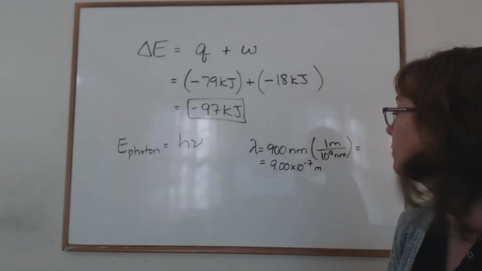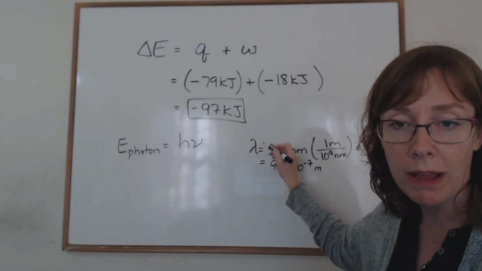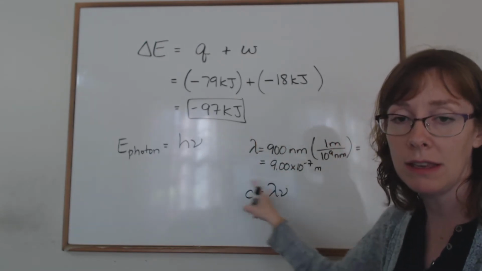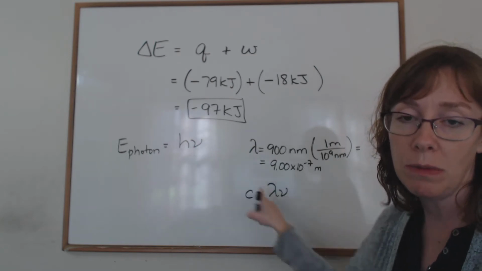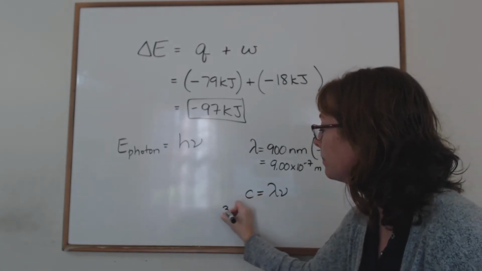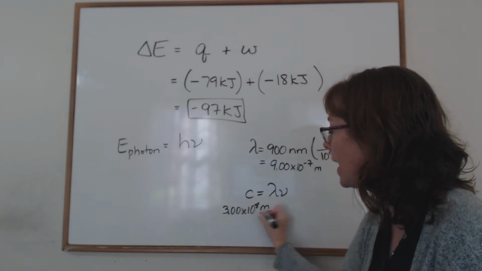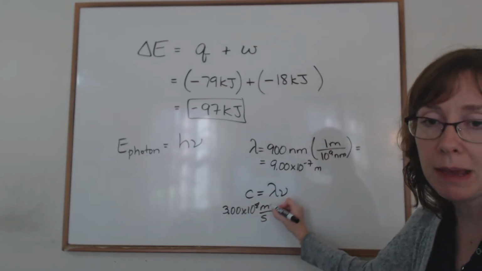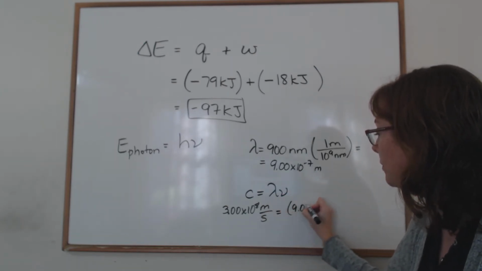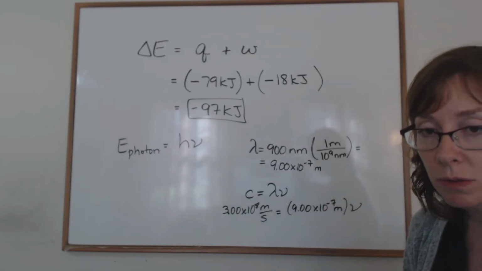Okay, so the reason I put it in meters is because I need frequency. I'm given wavelength. So anytime you are trying to get frequency from wavelength, you need this equation. So we're eventually going to use this one, but you got to use this one first. C is the speed of light, and that's 3.00 times 10 to the 8th meters per second. That is why I needed my wavelength in meters, because I'm going to need to be able to cancel that meter unit. So that would be times frequency.